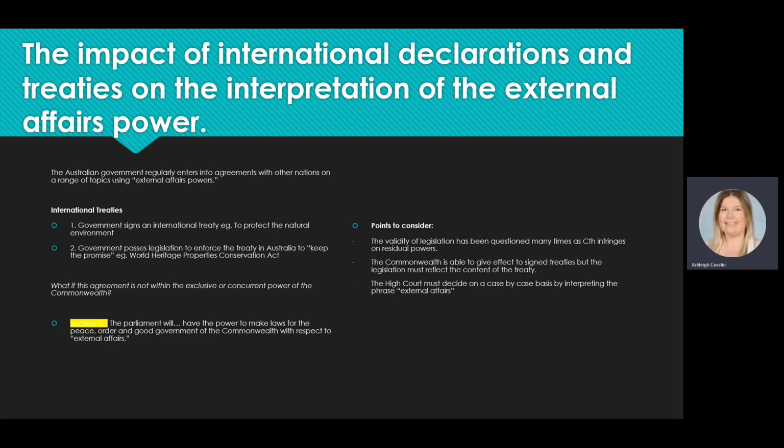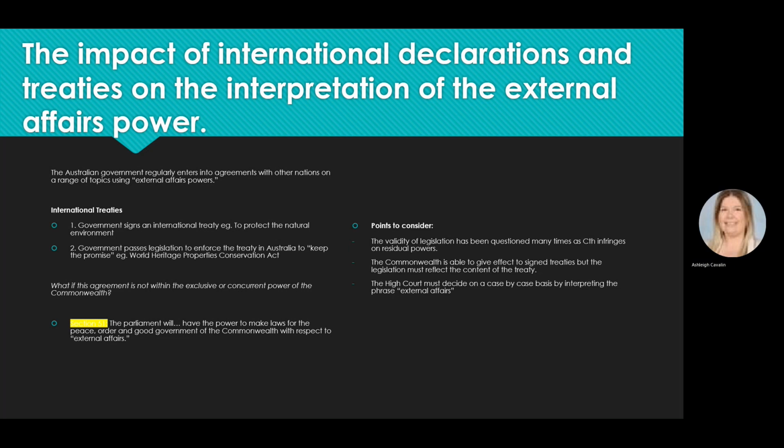Once they've signed that treaty, the government would come home to Australia and pass legislation to enforce that treaty in Australia, essentially to keep that promise to the international community. For example, we passed the World Heritage Properties Conservation Act. Now, what if the area that they want to legislate in is not an exclusive or concurrent power of the Commonwealth?